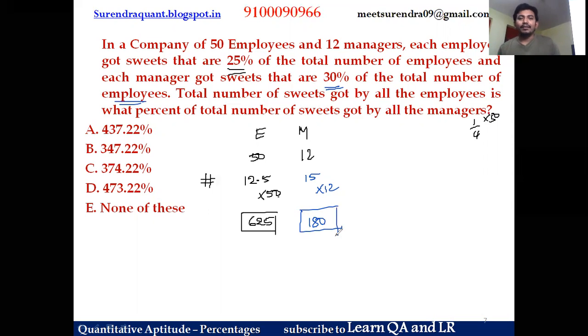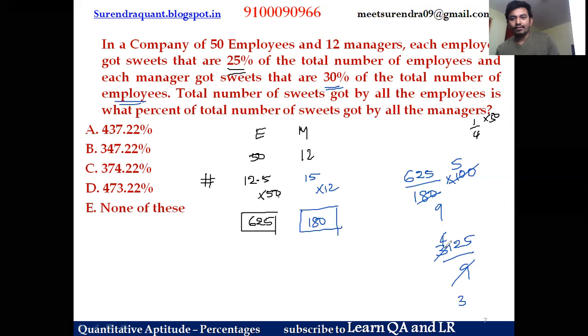Now the question is, the number of suits received by employees, 625, is what percentage of the number of suits received by the managers, 180? So 625 is what percent of 180? To convert into percent, multiply by 100. 25 5s are 125, 3000 plus 125, 3125 by 9. So 9 3s are 27, 4 remainder, 9 4s are 36, 6 remainder, 9 7s are 63, 347.22, and that is option C. It's a simple word problem, guys.